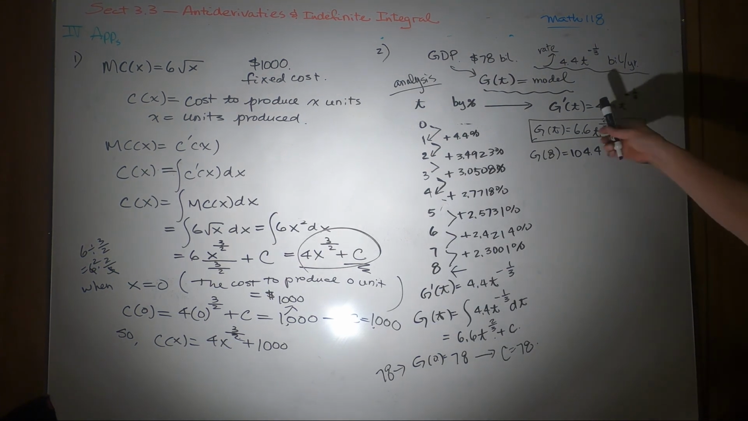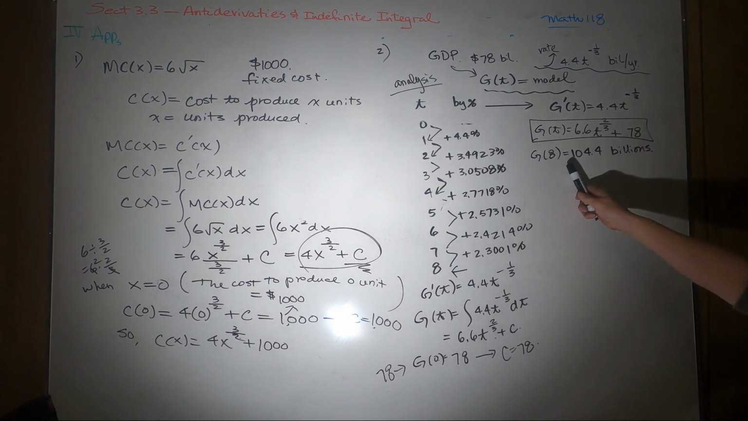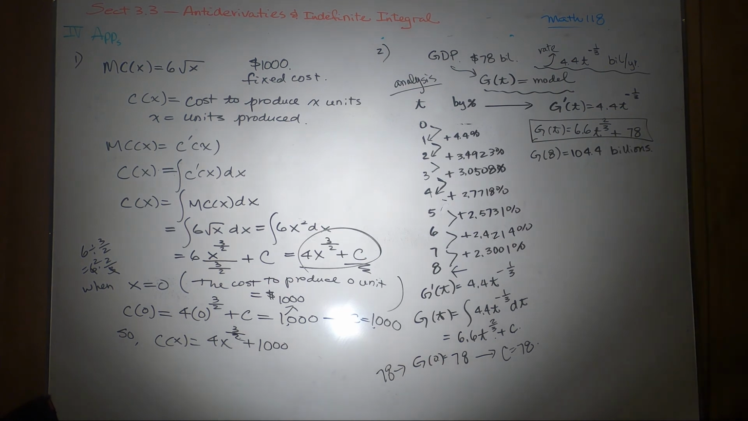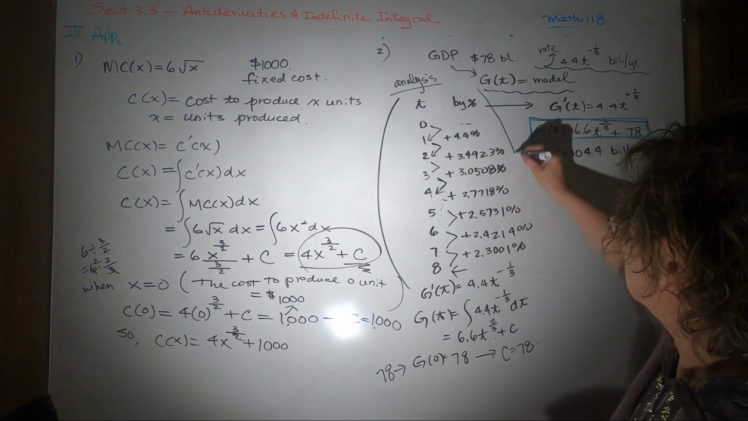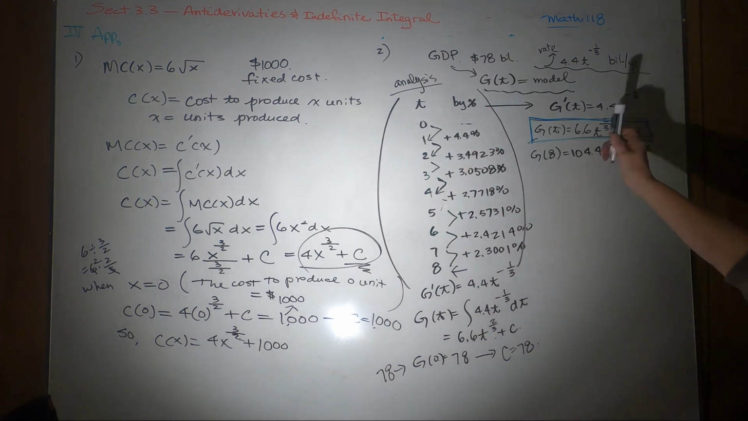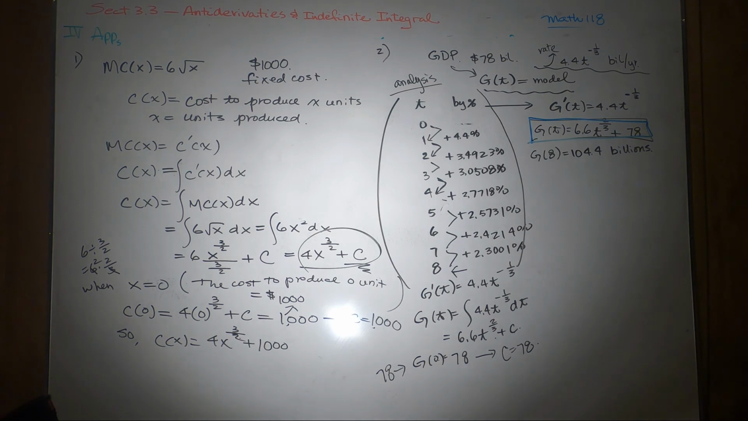Okay, according to this model, after the 8th year, we should have 104.4 billion GDP for that country. According to this function, let's do another analysis. So what is this analysis? According to the model for the rate of change given to us, right?